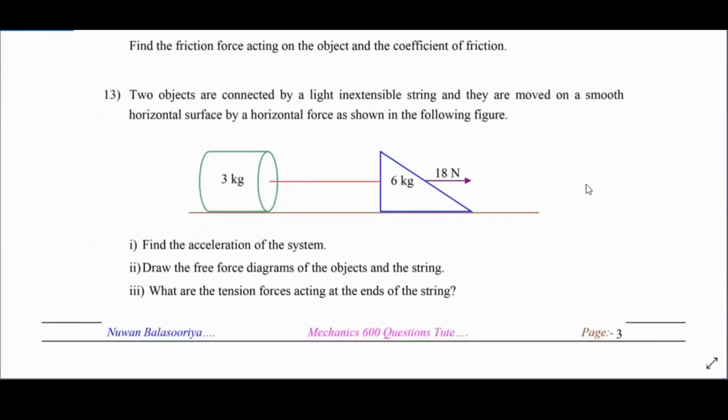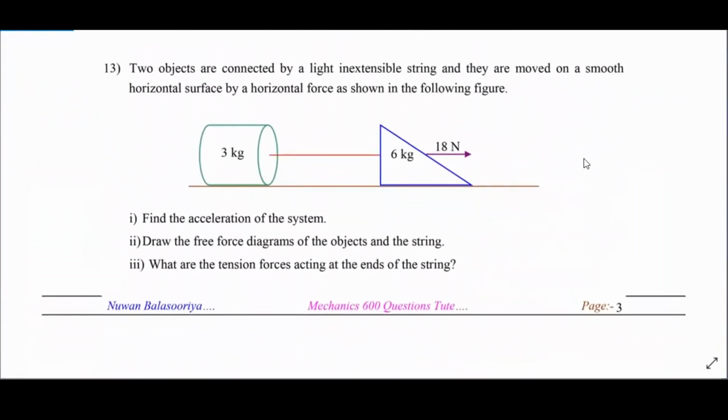Somebody unmute the mic and read question number 13. Read all the questions, including Roman numbers. Two objects are connected by a light inextensible string and they are moved on a smooth horizontal surface by a horizontal force as shown in the figure. Roman 1. Find the acceleration of the system. Roman 2. Draw the free body diagram of the object and the string. Roman 3. What are the tension forces acting at the ends of the string?